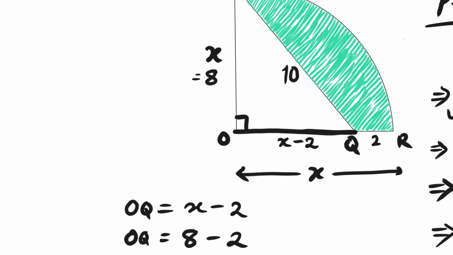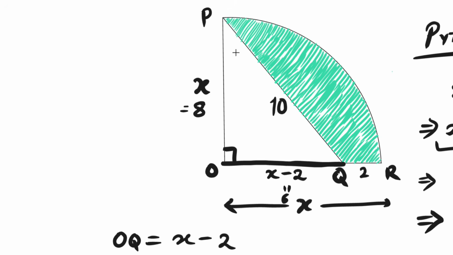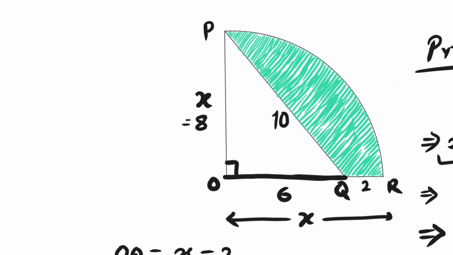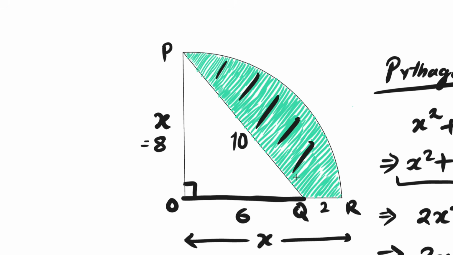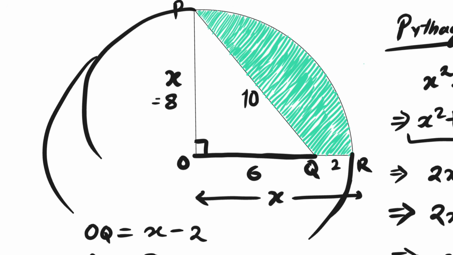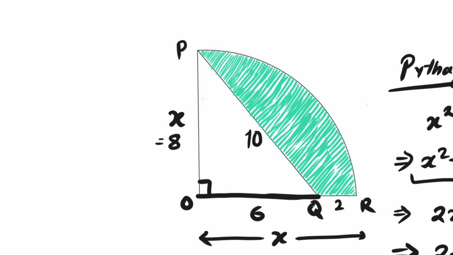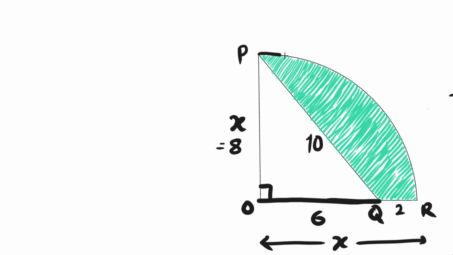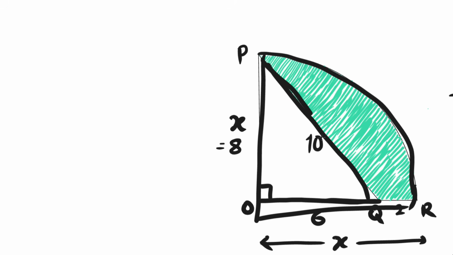So the two legs of our right triangle are 6 and 8. Everything checks out because 6 squared plus 8 squared equals 36 plus 64, which equals 100, and the square root of 100 is 10. So our triangle is perfectly consistent with the given information. Now, we can move on to the area calculation. The shaded region is the part of the quarter circle that remains after removing triangle POQ. In other words, shaded area equals quarter circle area minus triangle area.